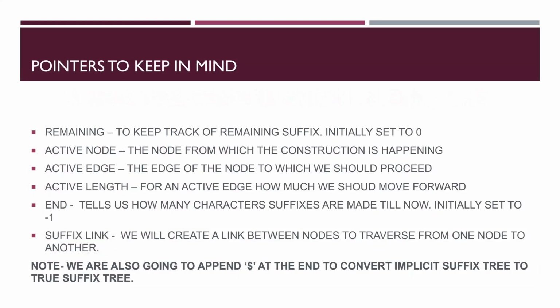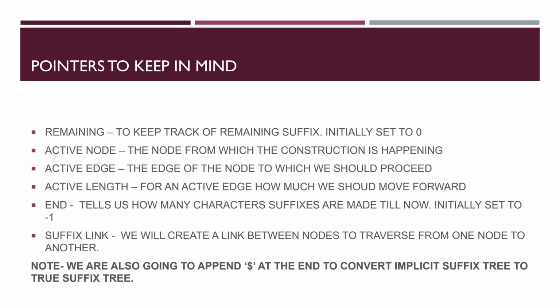There are 5 pointers which we need to keep in mind before we begin construction. That is a remaining pointer, which keeps track of remaining suffixes. Initially, we will set it to 0. Then active node, the node from which the construction is happening. Active edge, the edge of the node to which we should proceed. Active length, for an active edge, how much we should move forward. So it describes how far forward we should go to any character from an active edge.